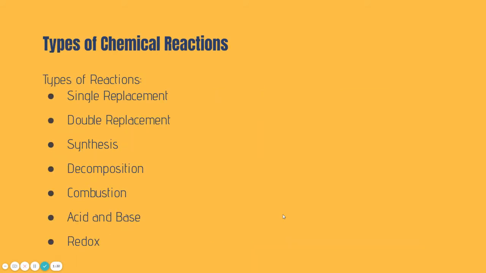So what are some of the types of chemical reactions? Well, there's several listed here. We've got single replacement, double replacement, synthesis, decomposition, combustion, acid and base, and redox. I'm going to talk about each one of these a little bit so you get a sense of what they all are, and then we'll move on from there. So let's talk about each of these individually.